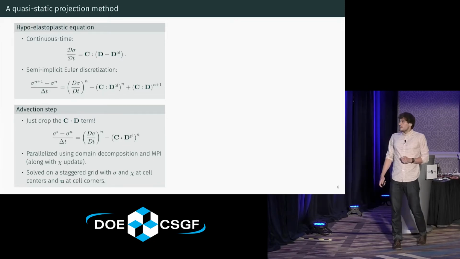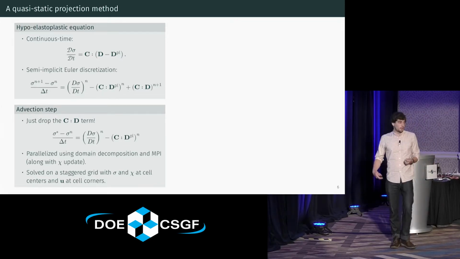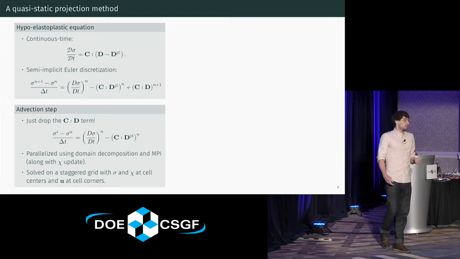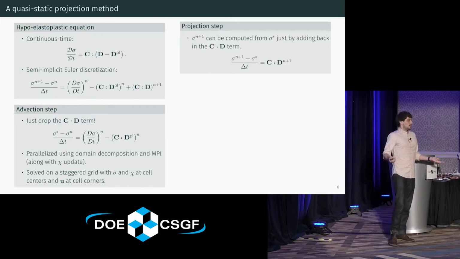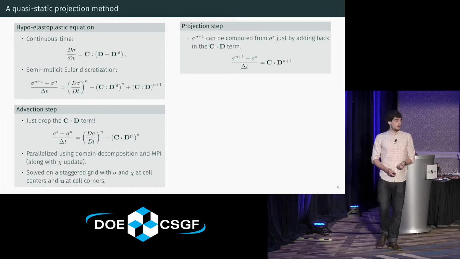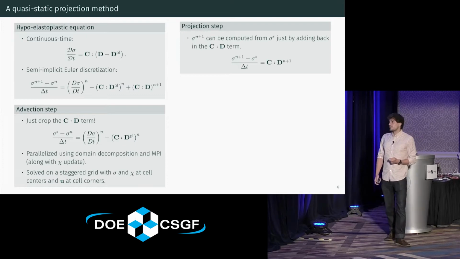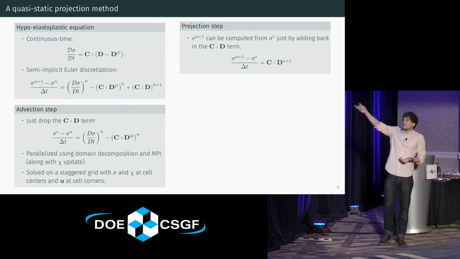Now, if we knew the velocity field at the n+1 time step, of course, we could compute sigma n+1 just by adding in the C contracted with D term. But we don't know the velocity field at the n+1 time step. So what do we do here? Well, we know that the divergence of sigma n+1 must be equal to 0. So if we take the divergence of this equation and rearrange, we'll find this expression here.